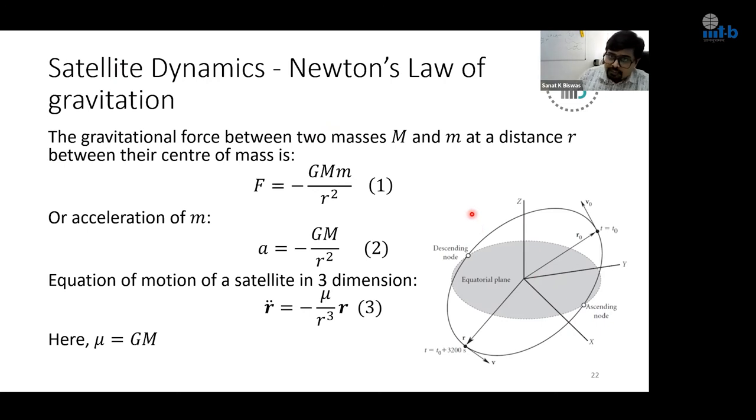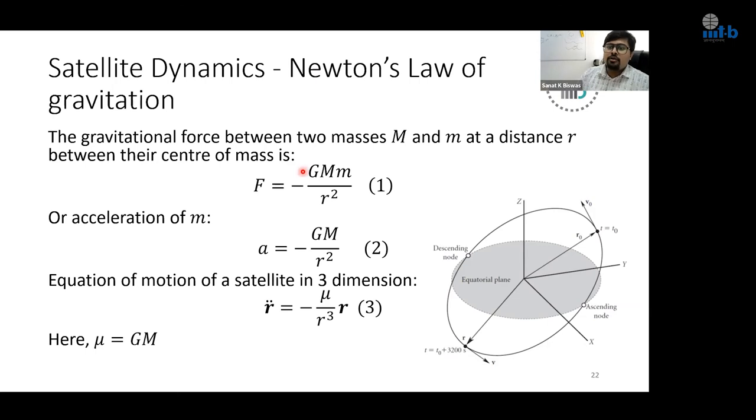We can build from the very basic, that is Newton's law of gravitation. So the force between two objects with mass m and capital M could be minus GMm by r square. G is the universal gravitational constant. And the acceleration would be minus GM by r square for the smaller object. So the larger object for us is M and the smaller object is m.